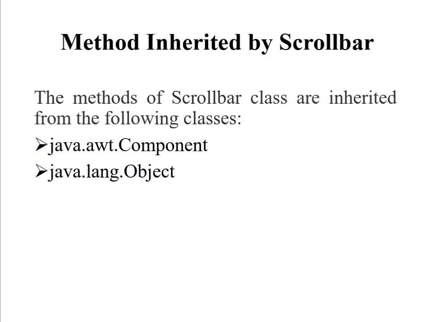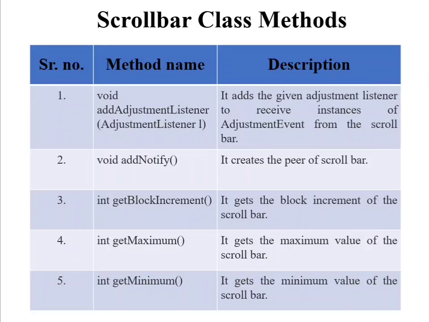getMinimum, that is it gets the minimum value of the scroll bar. getOrientation, that is it returns the orientation of the scroll bar. getUnitIncrement, that is it fetches the unit increment of the scroll bar. getValue, that is it fetches the current value of the scroll bar. Next one is getVisibleAmount, that is it fetches the visible amount of the scroll bar. These are the various Scrollbar class methods. We are seeing some of these in this lecture.